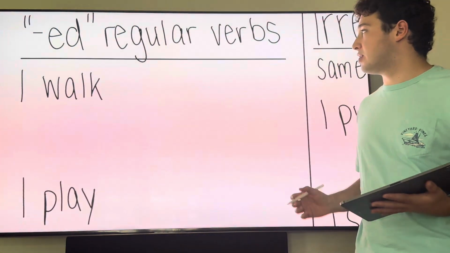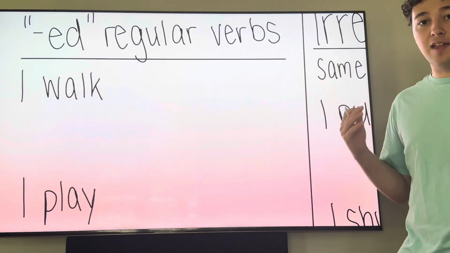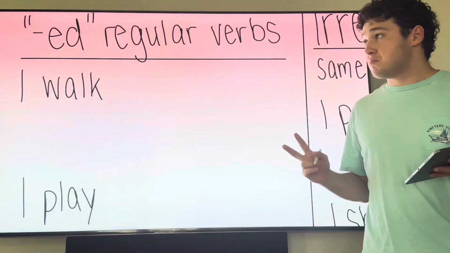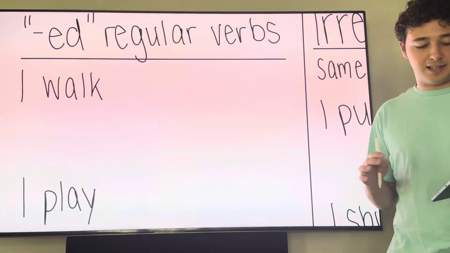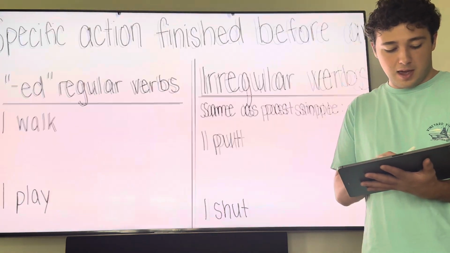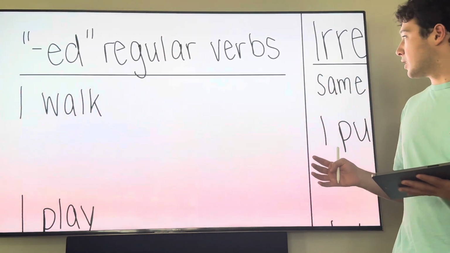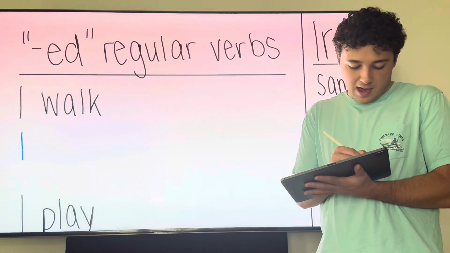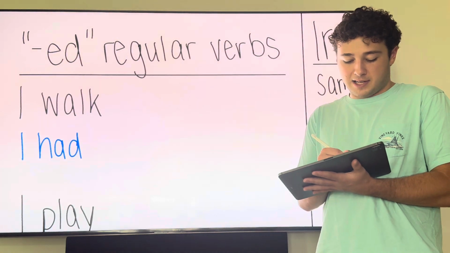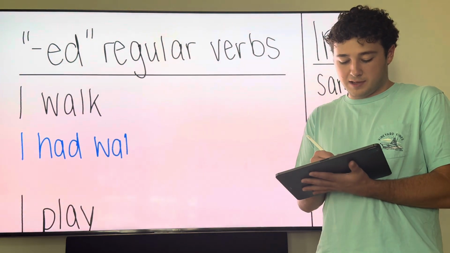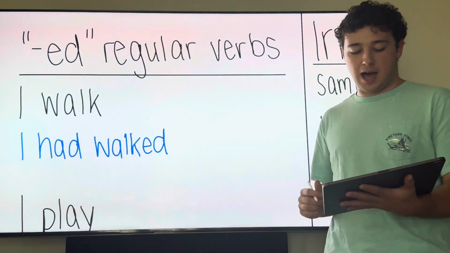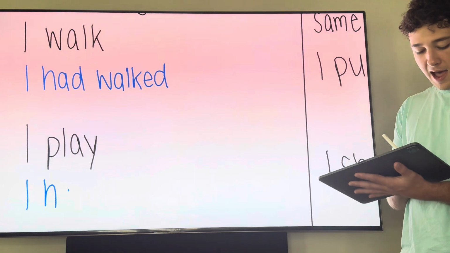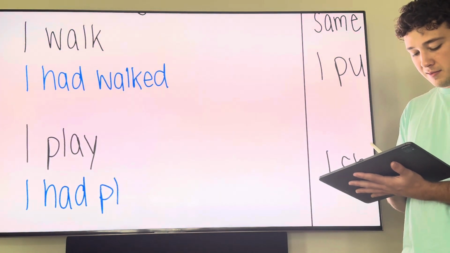The first one is with the ed regular verbs in the past simple. So in the past simple, you would use some verbs that are regular. You just add the ed ending to the end. Now this one is the same, just with the verb had. So to say here, you'd say I had, and then take the past simple, which would have been walked. I had walked. Down here, same thing. I had played.